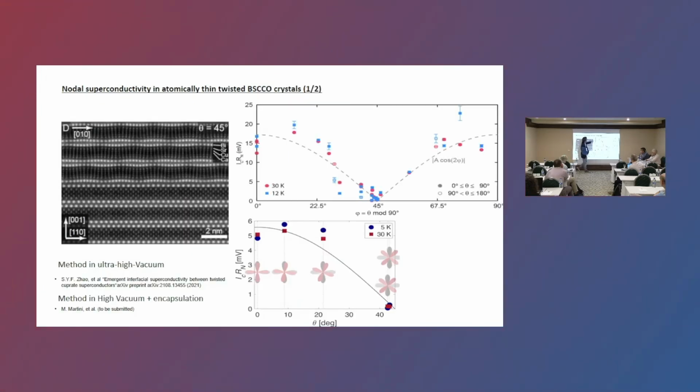You see here the D-wave angular dependence that changes the critical current by more than 2 orders of magnitude, down to 45 degrees, where you have the node suppression, and it rises again. And the same happens for the other method with the encapsulation, where we do see the critical current decreasing, as you may expect in a D-wave vertical junction.